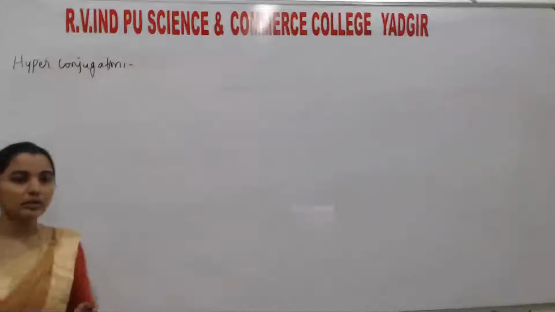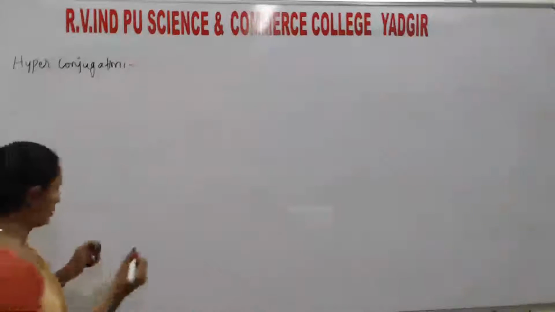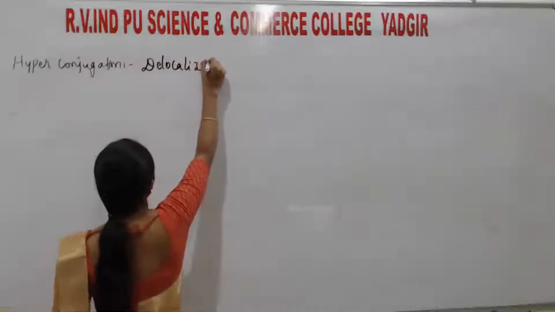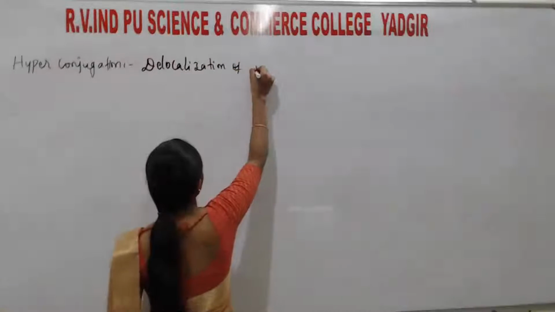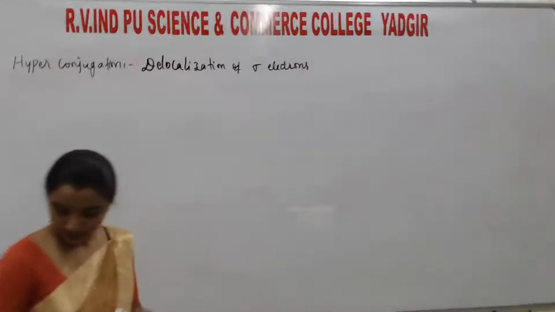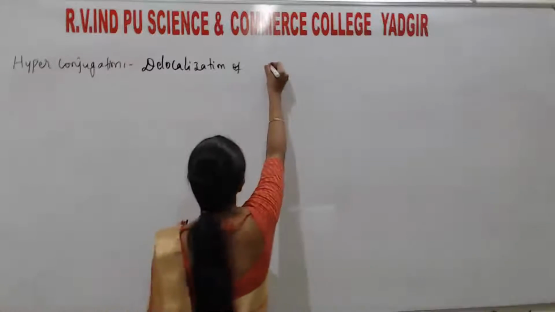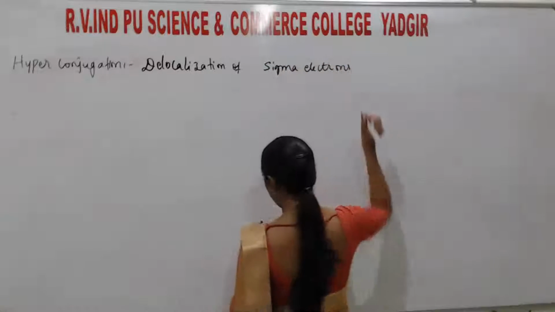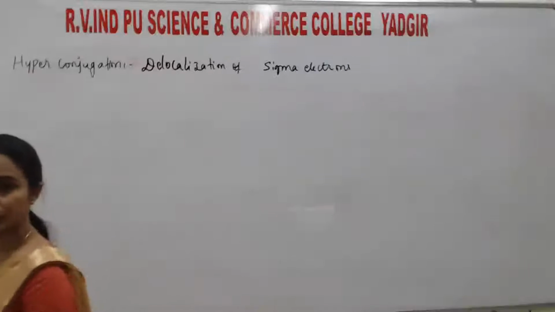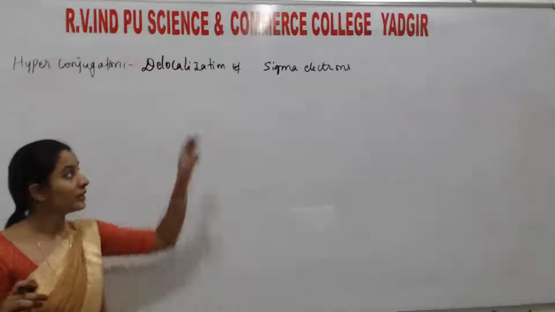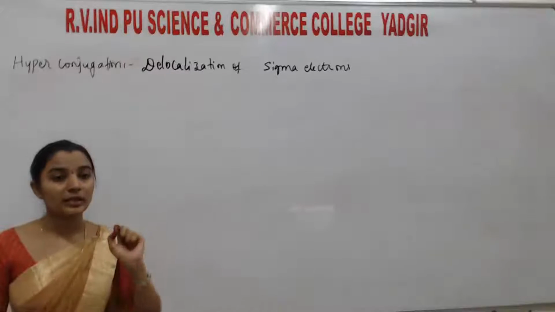Hyperconjugation. So students, this hyperconjugation is nothing but delocalization of sigma electrons. Understand? Initially what I said, that is delocalization of pi electrons. This one is delocalization of sigma electrons.